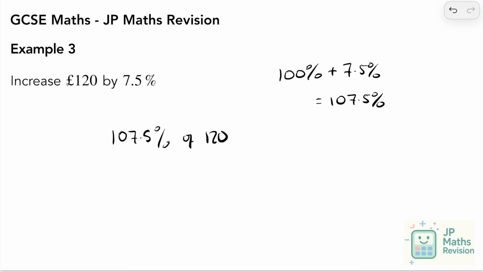So in order to do that, I need to convert 107.5% to a decimal. So that's going to be 1.075. And I need to multiply it by £120. So that is going to give us £129.